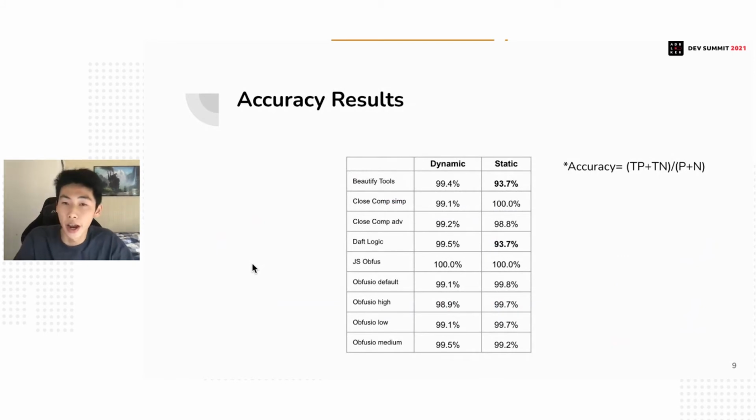So here's the accuracy percentage of dynamic and static analysis with each obfuscator. We can see that FP Inspector did pretty well overall. Most obfuscators have a percentage of 99%. The only two exceptions are for build-file tools and draft logic in static analysis. Let's see if this error is caused by false positives or false negatives.